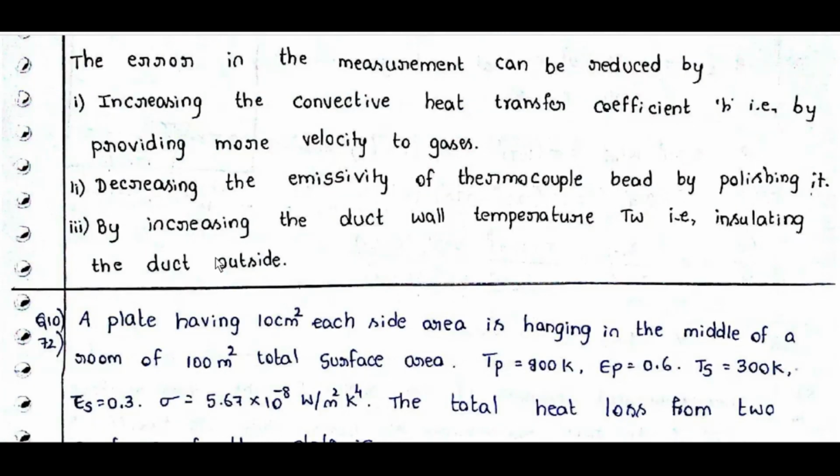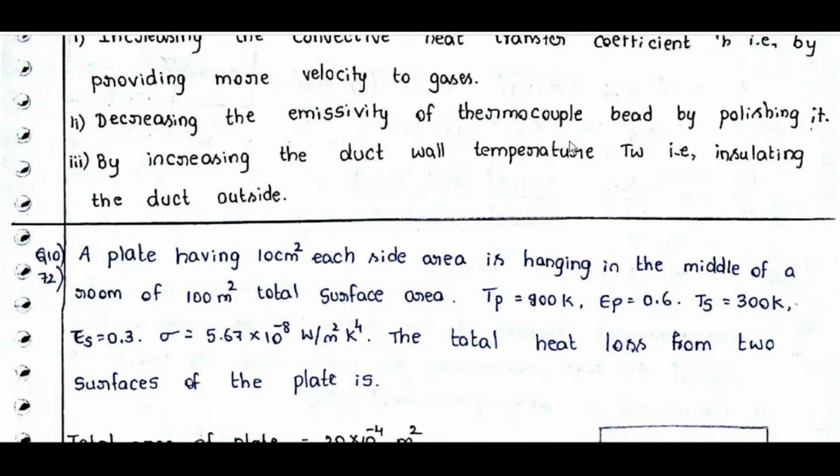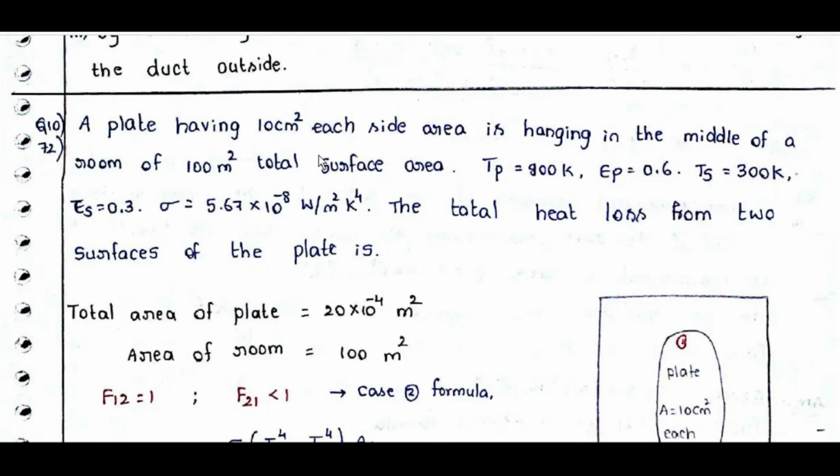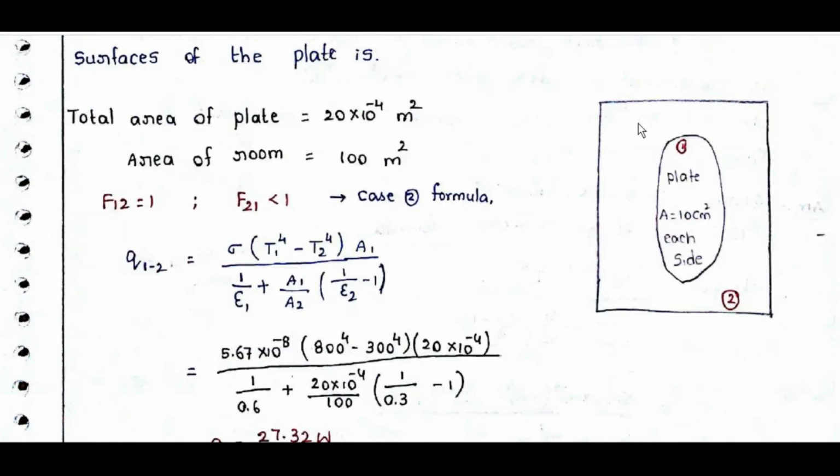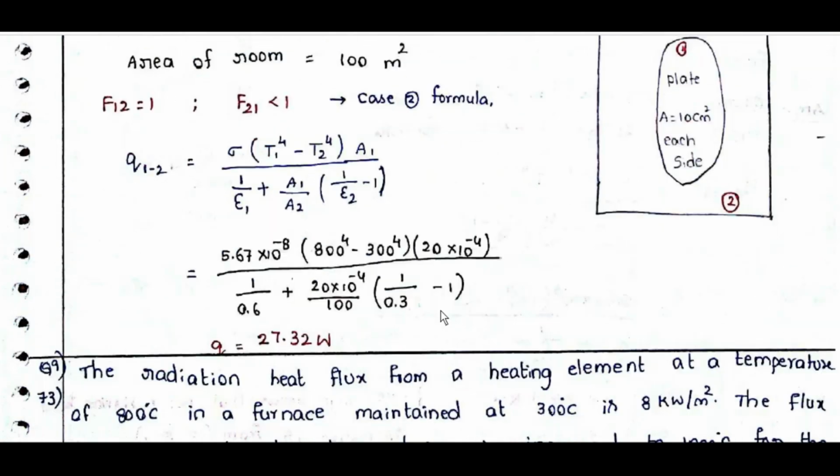Error in measurement can be reduced by increasing the convective heat transfer coefficient h, that is by providing more velocity to gases; by decreasing the emissivity of the thermocouple bead by polishing it; and by increasing the duct wall temperature Tw, that is by insulating the duct outside. Q12 is equal to sigma into T1 power 4 minus T2 power 4 into A1 by 1 by epsilon 1 plus A1 by A2 into 1 by epsilon 2 minus 1.